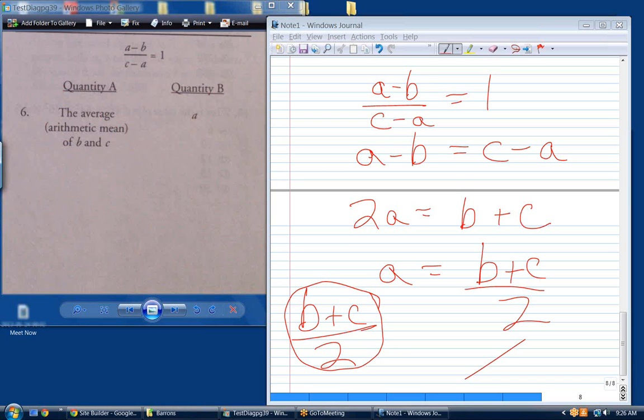Right, and it's already divided by 2, so B plus C divided by 2, and then divided by 2 again. Well, no, hold on. In other words, when we solved this equation, we got A was equal to B plus C divided by 2, which is already the average. Yeah, so A is equal to our arithmetic mean. So these two are equal.